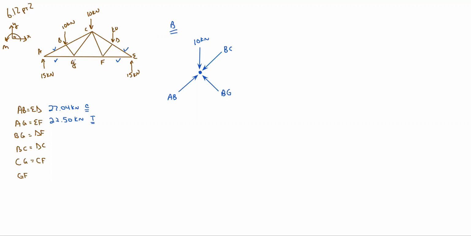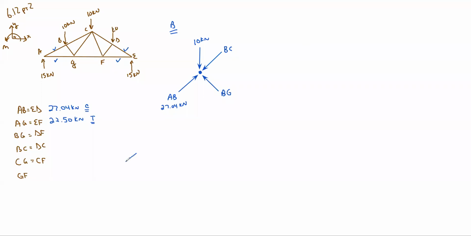I have a free body diagram written at B. It has 4 forces: AB, which we have already calculated as 27.04 kilonewtons, a 10 kilonewton external force being applied in the down direction, and the 2 other internal forces from members BC and BG. 3 of these 4 are at diagonals, so let's get set up to grab the X and Y directions.